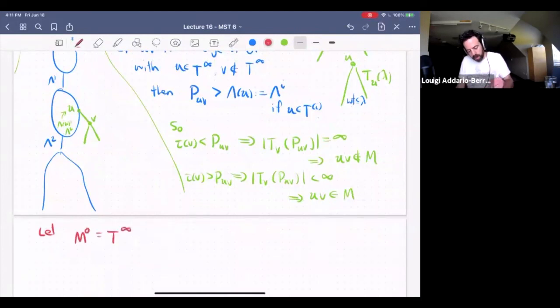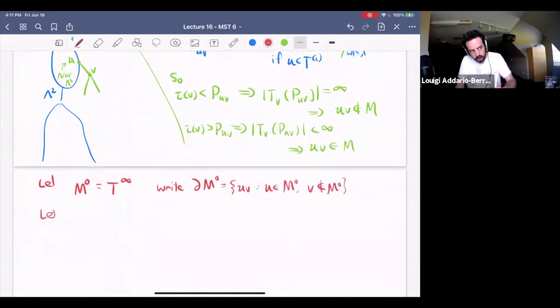So the first step, we start from T infinity. We'll write partial M naught for this edge boundary. So these are the edges UV, where U is in M naught and V is not in M naught.